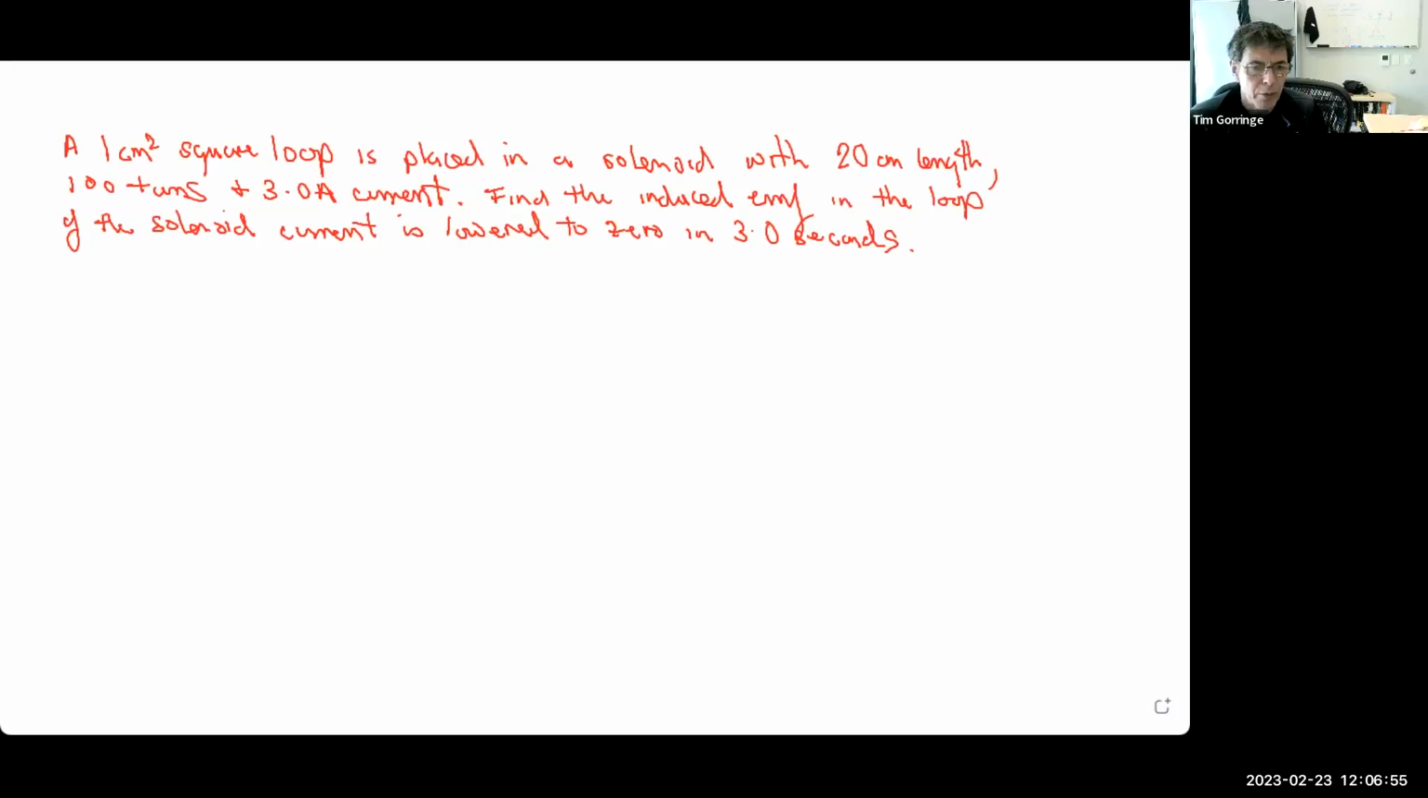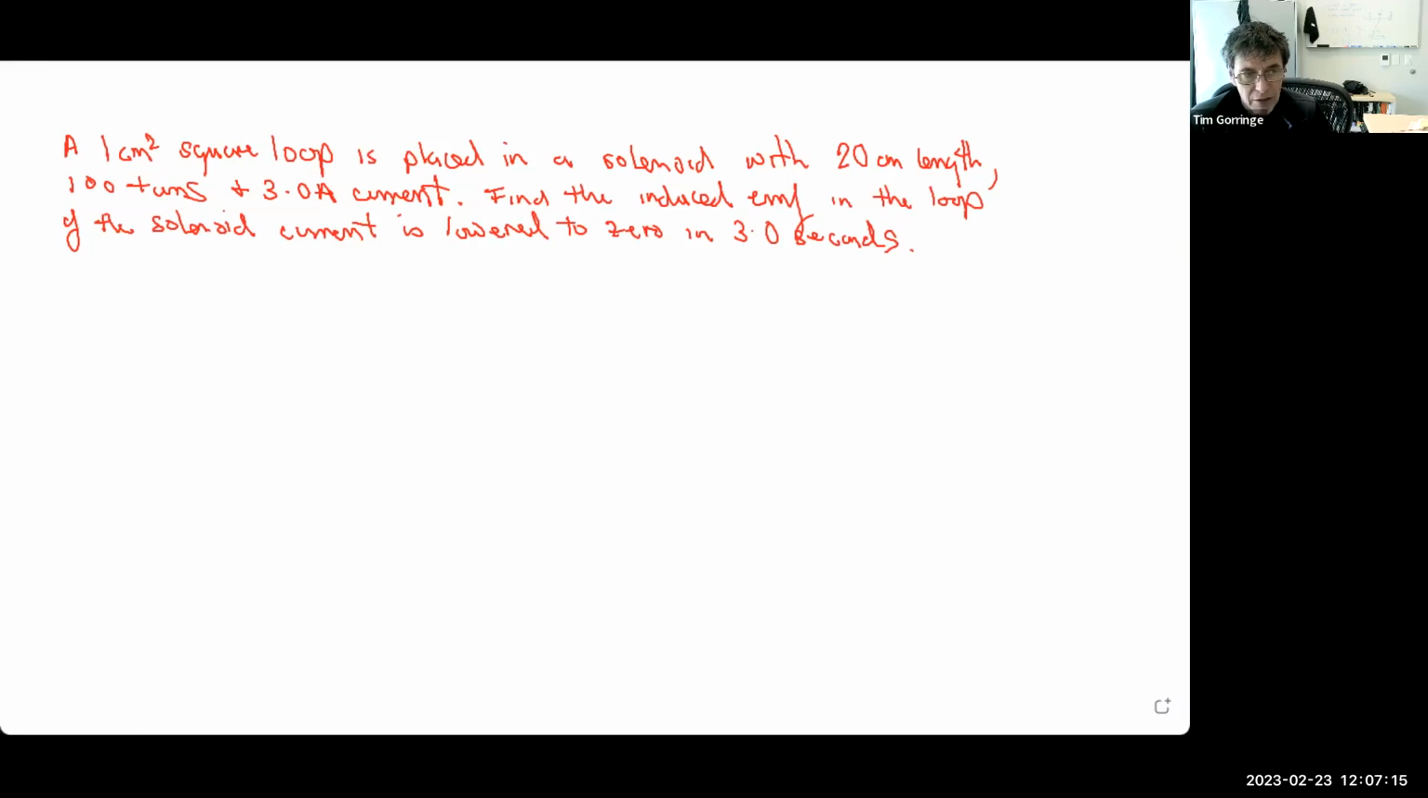Wanted to work through a problem that involves induction. It involves Faraday's law of induction. It involves concepts of magnetic fields, magnetic fluxes, and putting all those ingredients together.